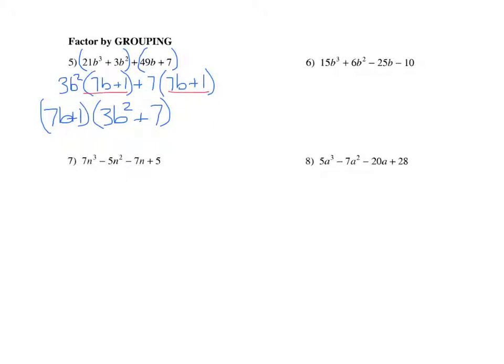So you factor that out and write it here, and then you write your leftover. So there's my 3b squared, there's my plus 7. Okay, I made that nice and cluttery, but that's our final answer. Okay, so let's try that again.